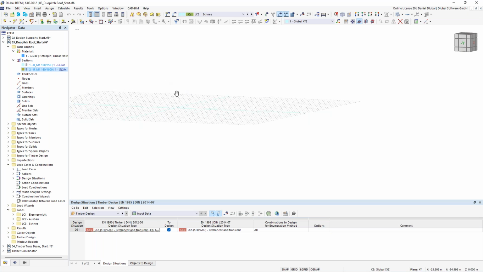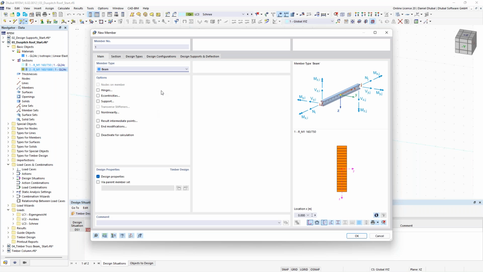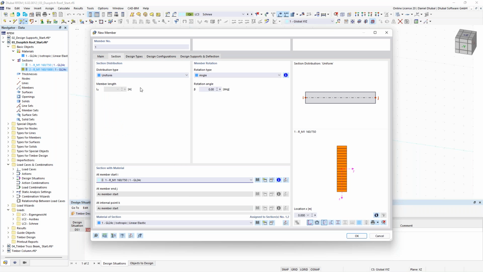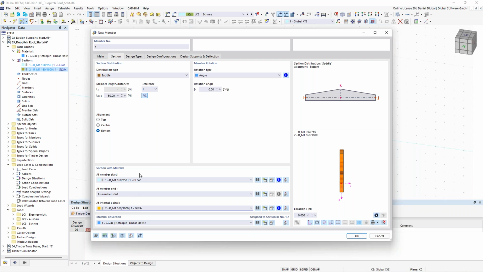And what we do right now is that we go here to create a new single member. Go here to section. And now we have in this field a kind of distribution type. Normally we use uniform, but we can also consider this saddle in order to create this Duopitch roof. So I create this saddle. My alignment is at the bottom, and the middle node is at the half, so I go here to 50%, and my member start is this cross section, and at the internal point K, it's this cross section. So this is everything.